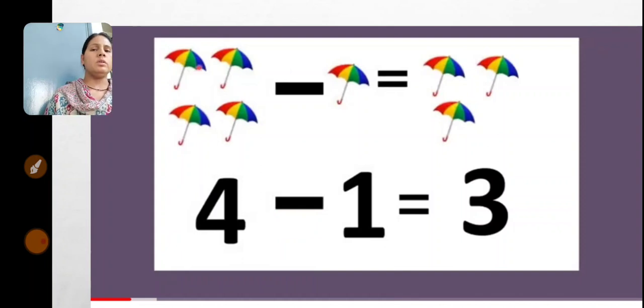So children, from this example, what we learnt is that subtraction means taking away. It is also called the difference between two numbers. And the term used for subtraction is minus, and the symbol used for subtraction is like this.